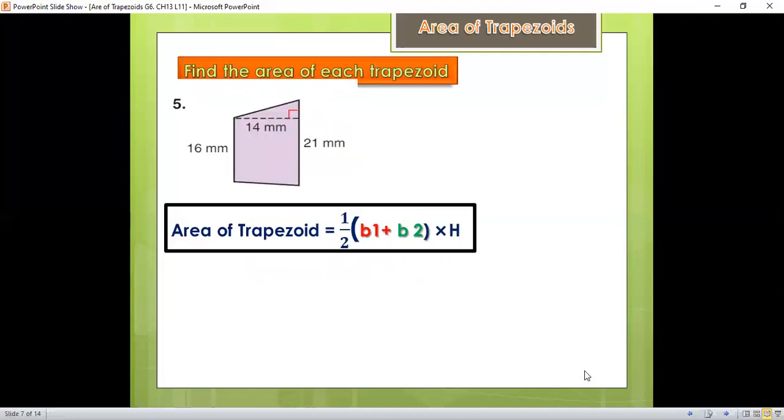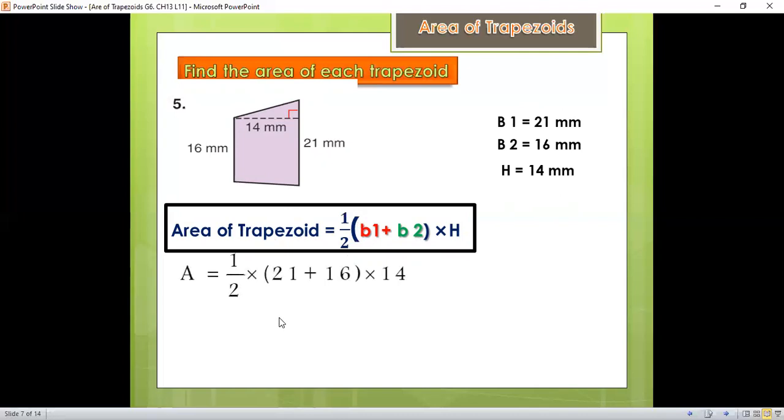Number 5, find the area of the trapezoid. We have base 1 is 21 millimeters, base 2 is 16 millimeters, and the height is 14 millimeters. By substituting in our formula, area of trapezoid equals half, base 1 plus base 2, multiplied by height. Area equals half multiplied by 21 plus 16, multiplied by 14. 21 and 16 is 37. Then half multiplied by 37 multiplied by 14.